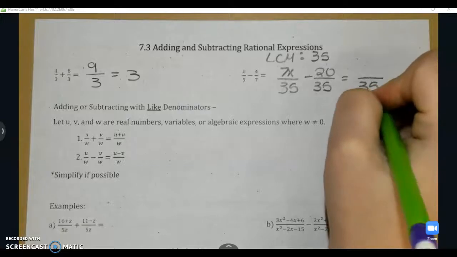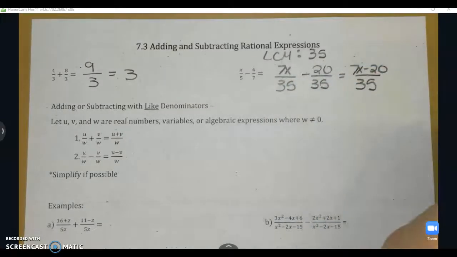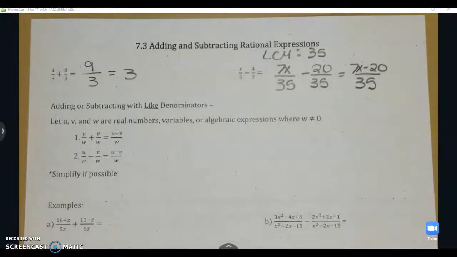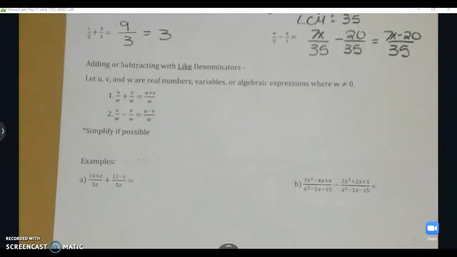So we now have a common denominator. So my denominator will stay the same, and I'll subtract my numerators. 7x minus 20. There's no common factors here or anything that I can factor out or simplify, so that is the final answer. So what do we do when we have our rational expressions? Well, we're going to follow these same rules.